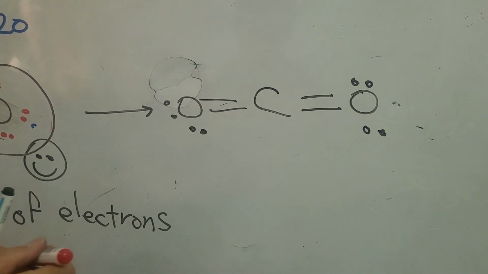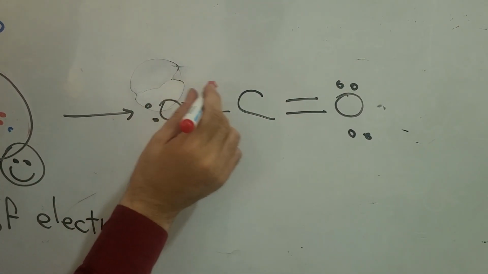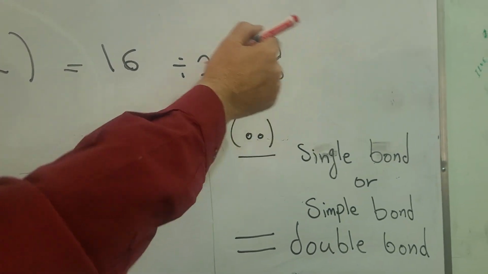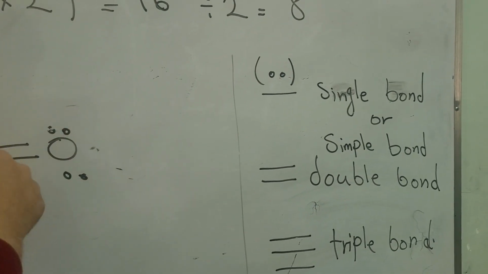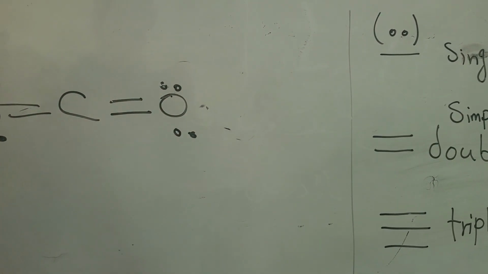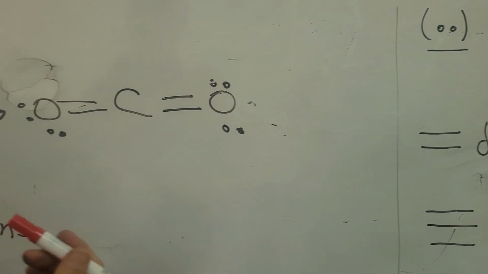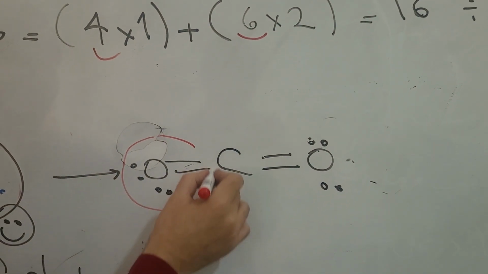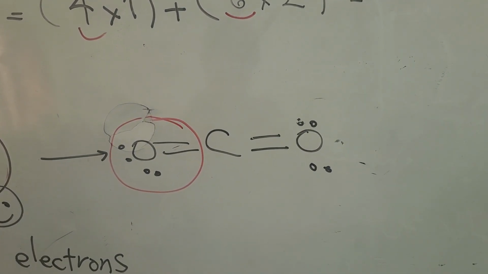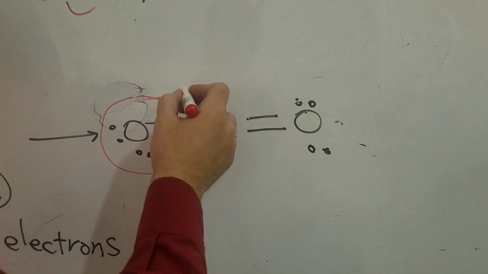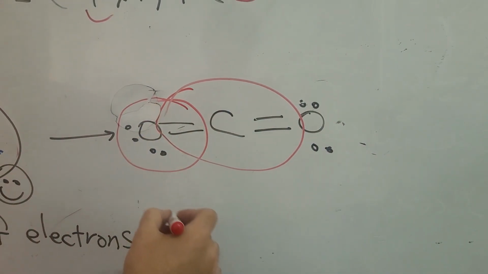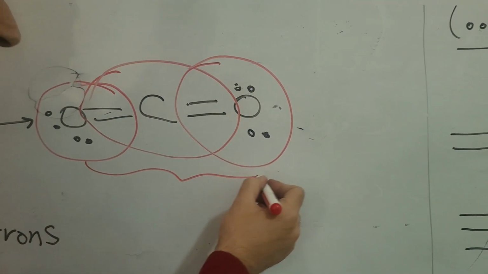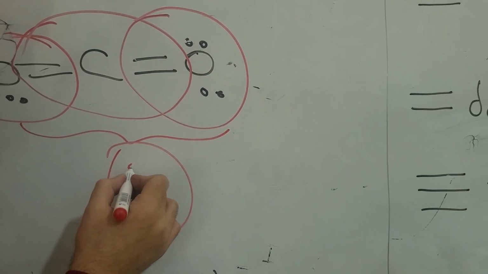Why? We have 1, 2, 3, 4, 5, 6, 7, 8 pairs of electrons, lone pair or shared pair. No problem. Or 16 electrons, and so oxygen has 8 electrons around it, and carbon has 8 electrons, and oxygen has 8 electrons, and together they are happy.